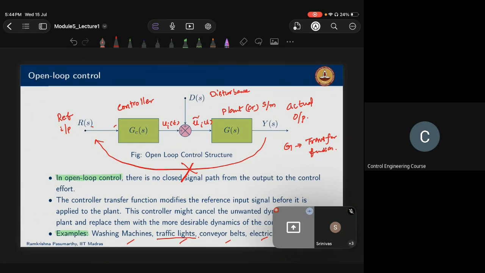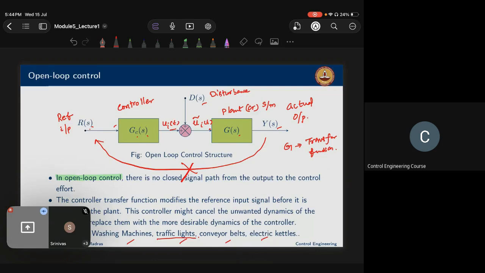After adding this disturbance, R of S multiplied with G of S, that will be U of S. To that you are adding D of S. That entire thing you are giving as an input to the system, then multiplied with G of S, you get Y of S. That is the final output of this open loop system.